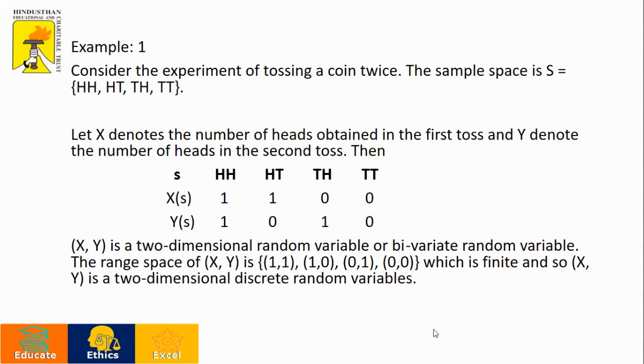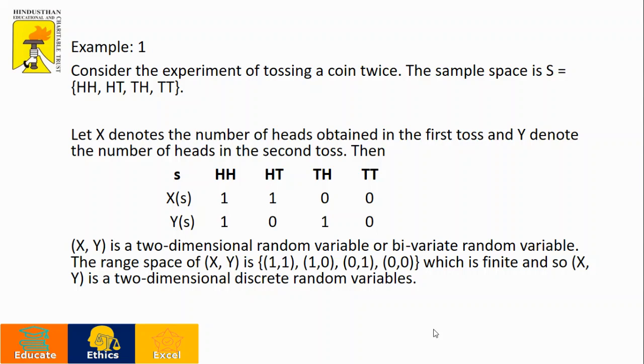Now we have to see how to frame a sample space. Consider an experiment of tossing a coin twice. The sample space is S equal to {head-head, head-tail, tail-head, tail-tail}. Let X denote the number of heads obtained in the first toss and Y denote the number of heads in the second toss. Then the sample space is S: head-head, head-tail, tail-head, tail-tail.